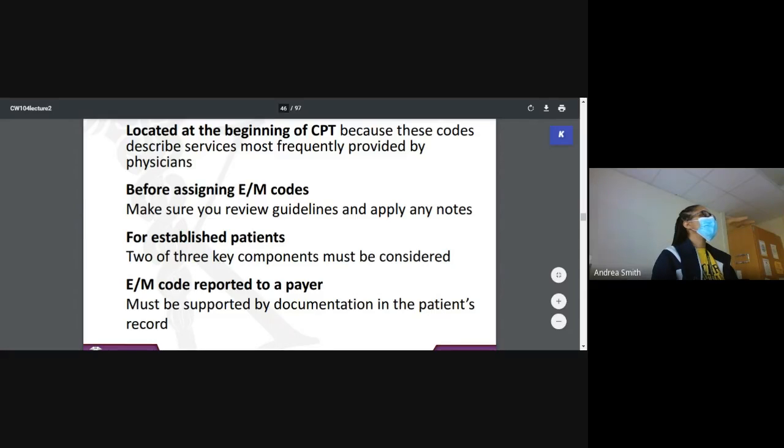The E&M codes are located at the beginning of the CPT. Before assigning an E&M code, evaluation management code, make sure that you review the guidelines and apply any notes. For established patients, you need 2 of the 3 components that must be considered. And E&M codes reported to a payer must be supported by documentation in the patient's record. So you can't just see a patient and not really examine them. You need to have an exam first and then submit your documentation, and you should be fine.